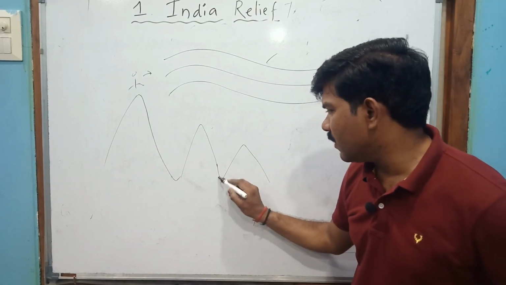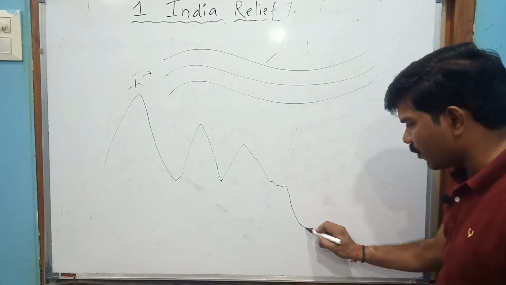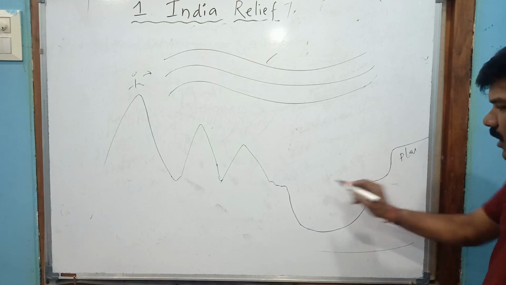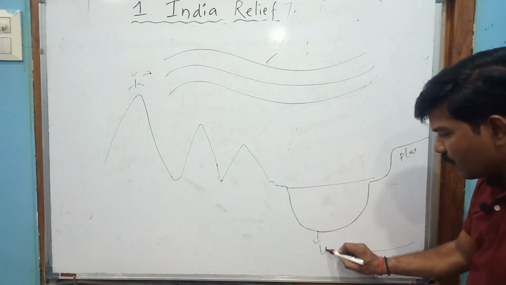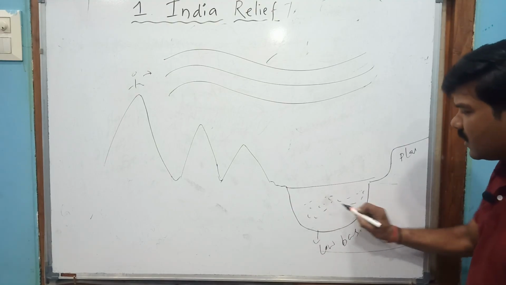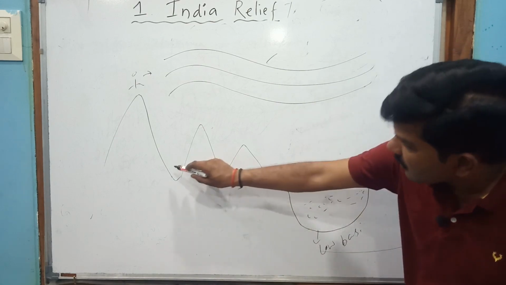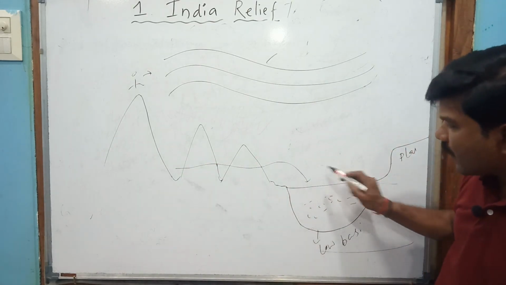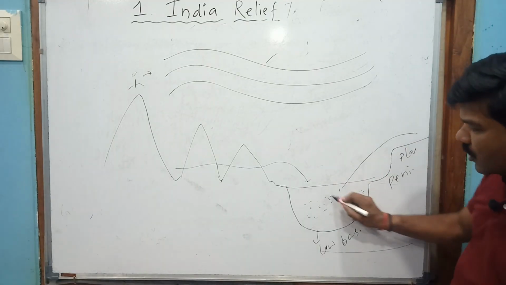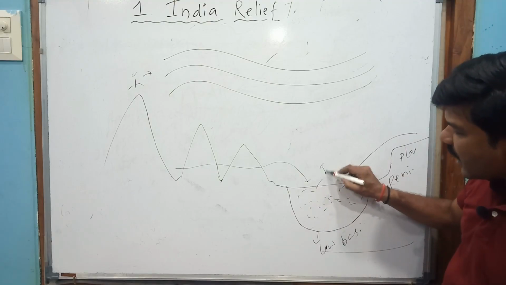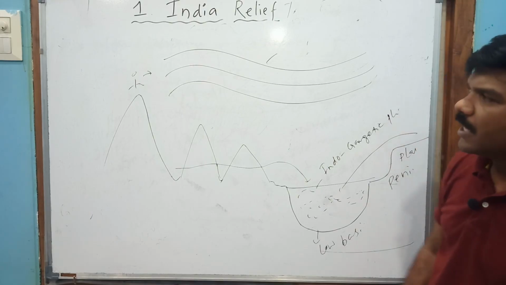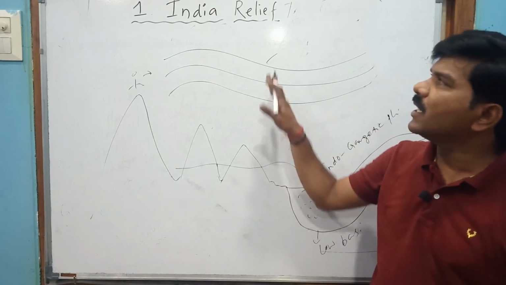And there was a low basin formed. After this is the plateau, the peninsular plateau. This low basin was filled with sediments, because many rivers deposited from the Himalayas and many rivers came from the plateau. So these all are deposited. So this is called the Indo-Gangetic plain. So this is about India's relief features.